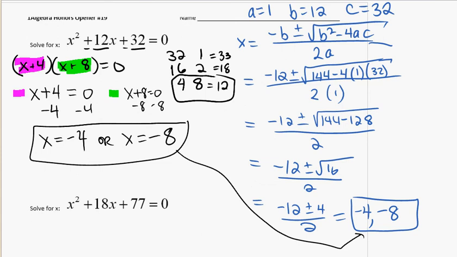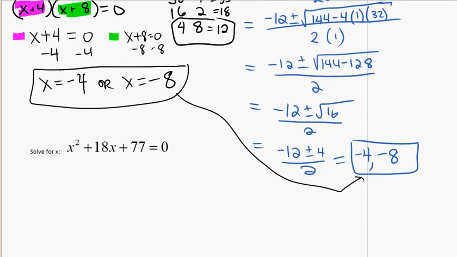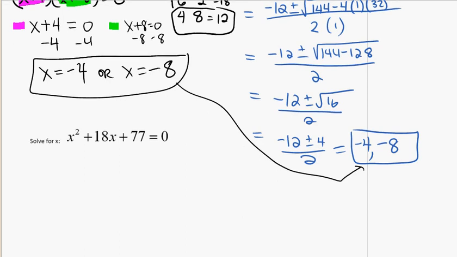3 does not go in, because when you add 7 and 7 you get 14, and I know 3 doesn't go into 14, so 3 does not go into 77. 4 does not go in. 5, 6, 7 I guess goes in. 7 times 11. And then notice 7 plus 11 is 18. So that's my combo. So x plus 7, x plus 11 equals 0.